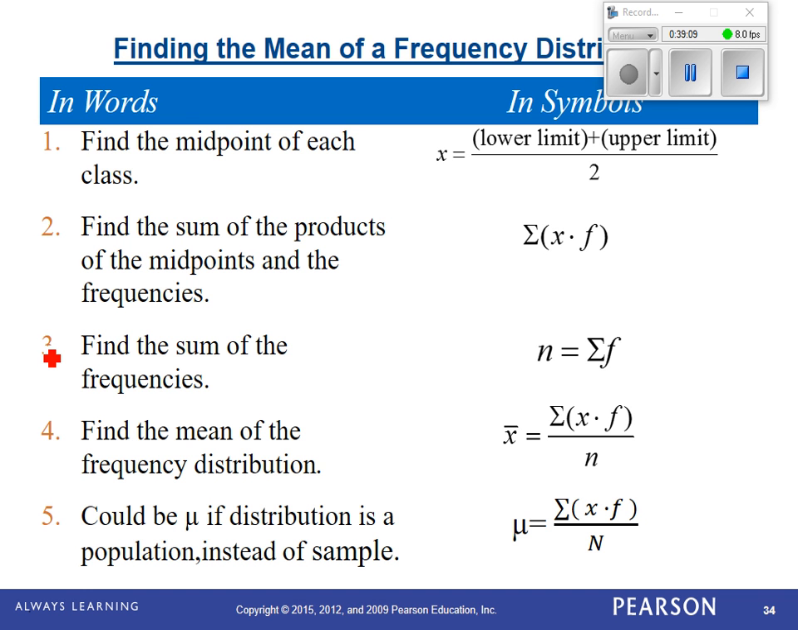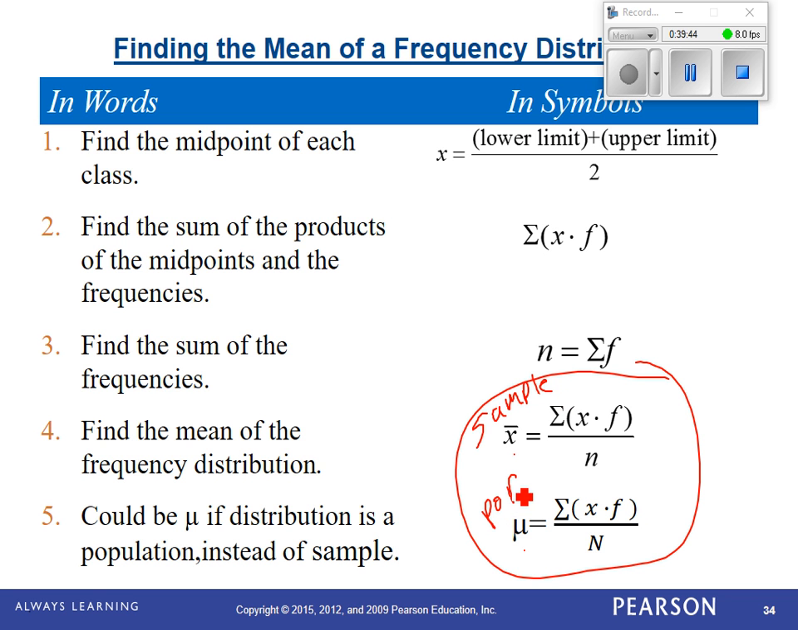If you're using mu, if you're doing the whole population, it could be this way. It's a big N instead of a small n. All the big N means is that you know it's a population. The small n tells you that you're dealing with a sample. So notice these two formulas are basically the same thing. All that changes is x bar, mu: x bar is for a sample, mu is for the population. Same thing for the n's. A small n is for a sample, big N is for a population.